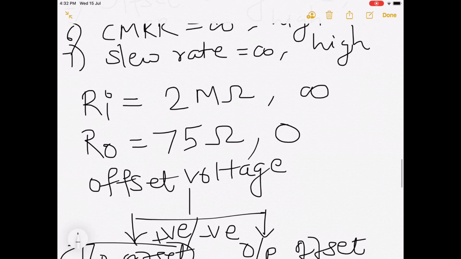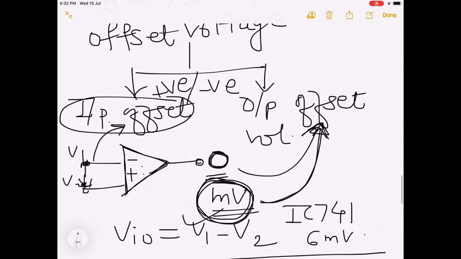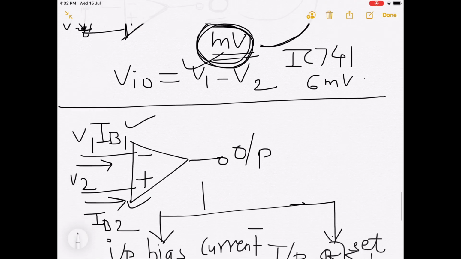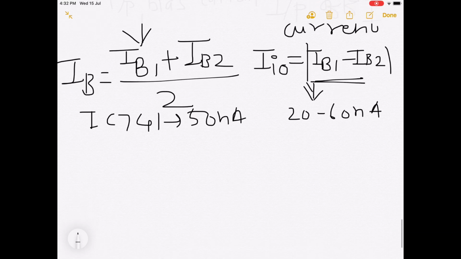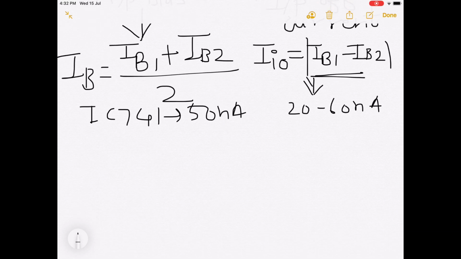So, we have seen the main parameters of op-amp. First is input resistance, then output resistance, then input offset voltage, output offset voltage, then input bias current and input offset current. There may be a question in your exams: define input bias current, input offset current, input offset voltage and output offset voltage. This can be for 8 marks. So, these are very important definitions.